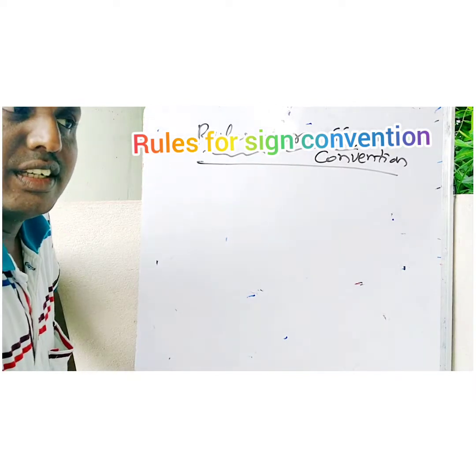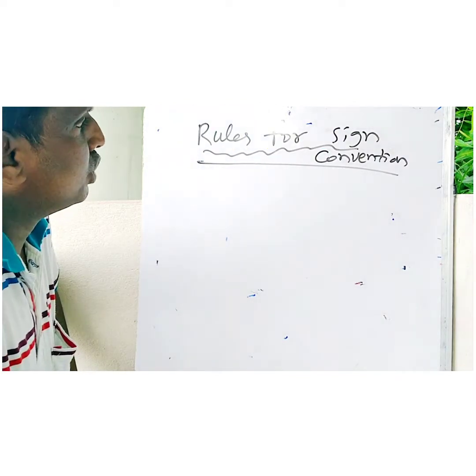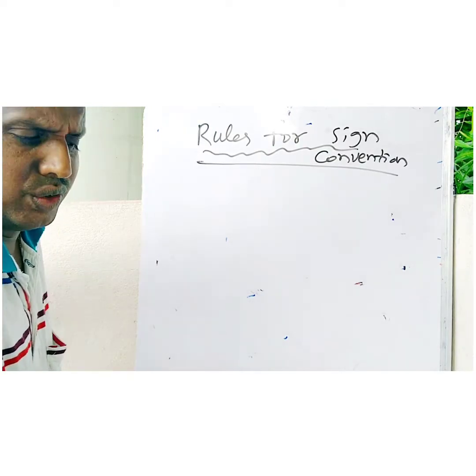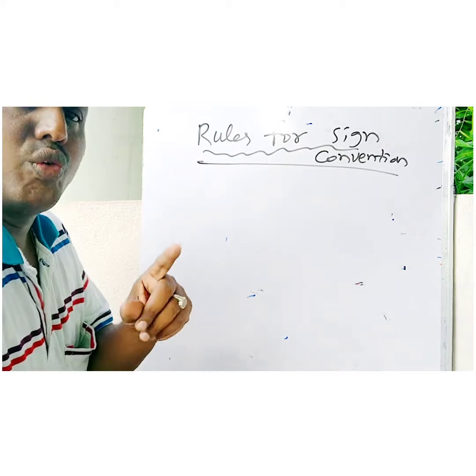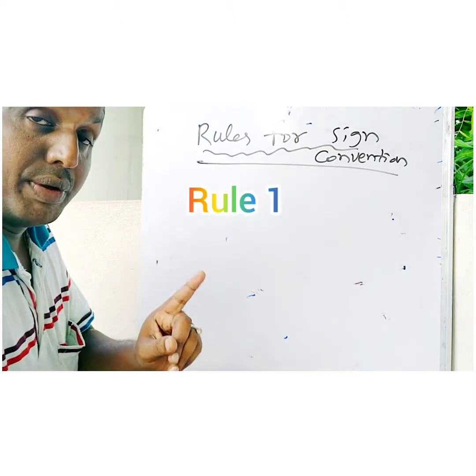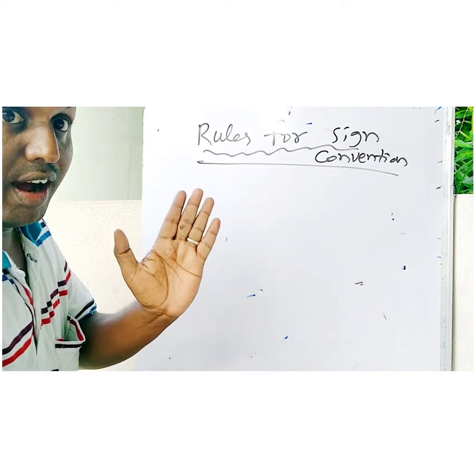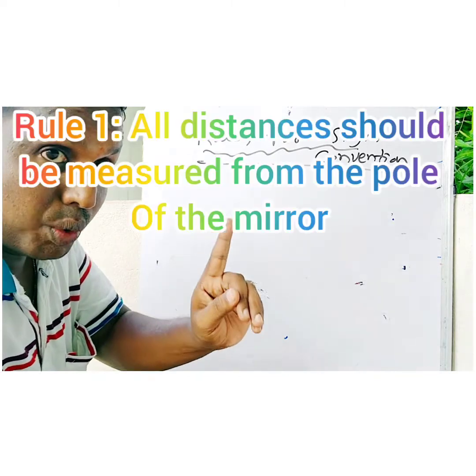Dear students, we are in the topic of rules for sign convention. I already told rule 1, so once again I will repeat. Rule 1: all distances should be measured from the pole of the mirror, any mirror, concave or convex.